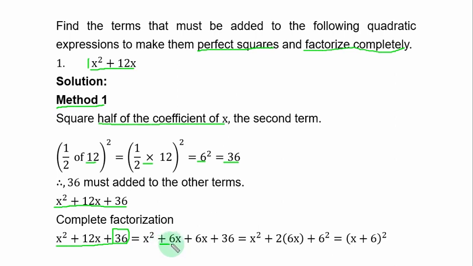So we have s squared plus 6s plus 6s plus 36. So we can write this as twice, that is 2 times 6s. And when you factorize, you have s plus 6 all squared. So that is the complete factorization. Okay.